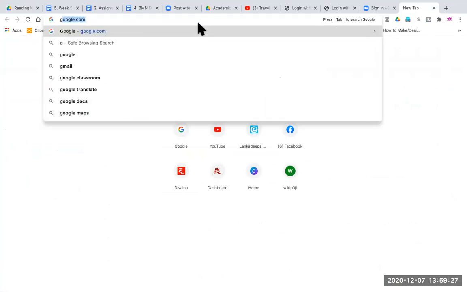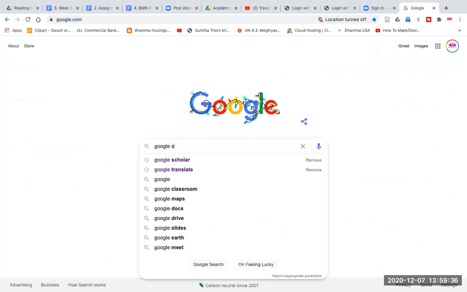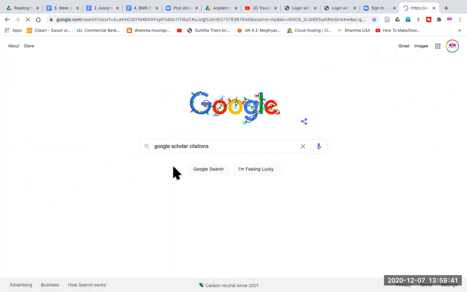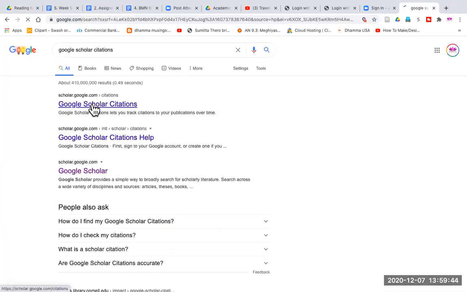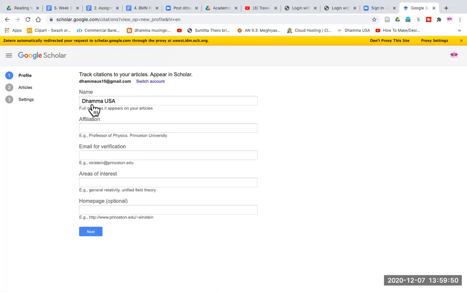Okay, in Google, for example, if you cite a book, go to Google Scholar. I think Google Scholar is a good one. Google Scholar citations. I think you know about Google, but hopefully you don't know much about Google citations, right? So you can find many information about Google citations. And here we can see, we actually have to give this information and verify all these things.